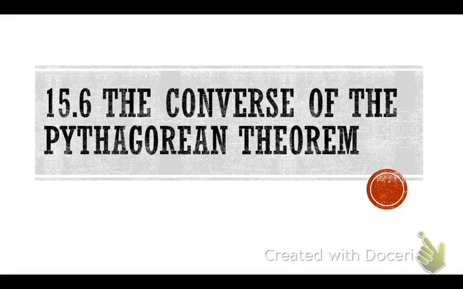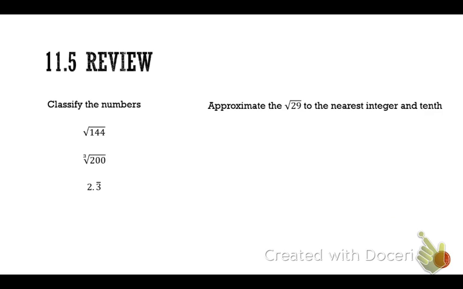All right, guys, today we are in section 15.6, the converse of the Pythagorean Theorem. In 15.2, we learned the Pythagorean Theorem. Can you say it with me? A squared plus B squared equals C squared. We know that A and B form the legs of the right triangle, which forms the right angle. C is across from the right angle. We're going to use that same theory in today's lesson.